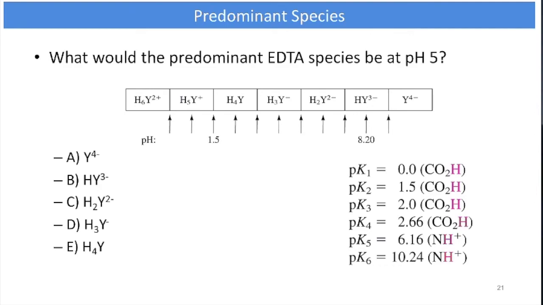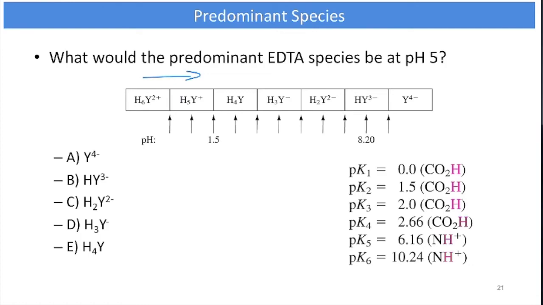So each of the pKa's are listed on the right, and I find these little box diagrams fairly intuitive for determining at what pH a specific form of an acid or base would be present. If we list from left to right the different forms of EDTA, we have the 2 plus, the 1 plus, the neutral, and then the various anions of EDTA. And we're asked, what is the predominant species at pH 5?